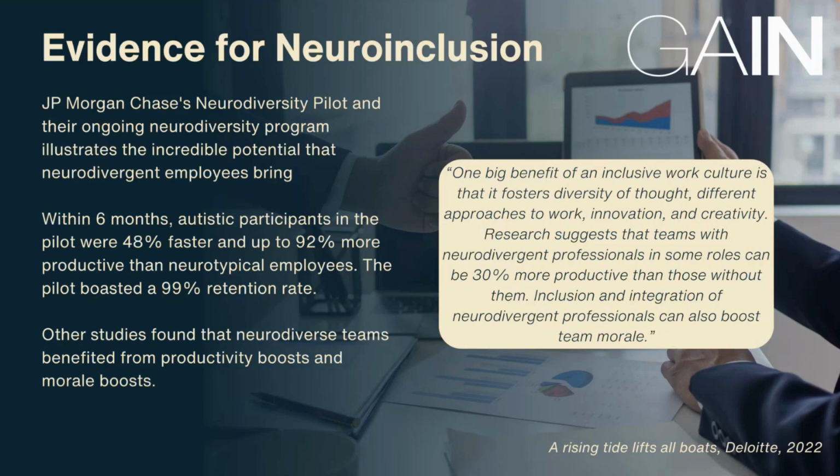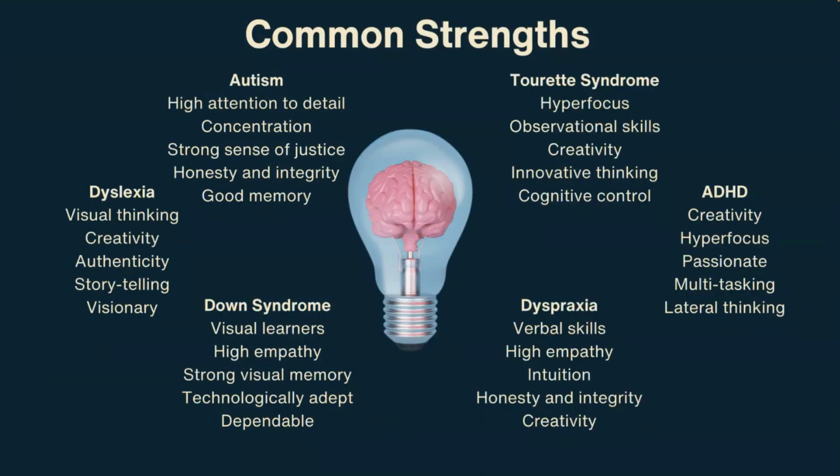Next, we'll move on. So what are these common strengths that we're talking about today? So autistic people may be very detail-orientated. They may have excellent concentration skills as well. Autistic people may also have a strong sense of right and wrong, and in turn, a strong sense of justice. They also may be very honest individuals because of that strong sense of right and wrong. Autistic people may have very good, strong memories too. Dyslexic individuals can have excellent visual thinking skills. They can be very creative and have good verbal communication and storytelling skills.